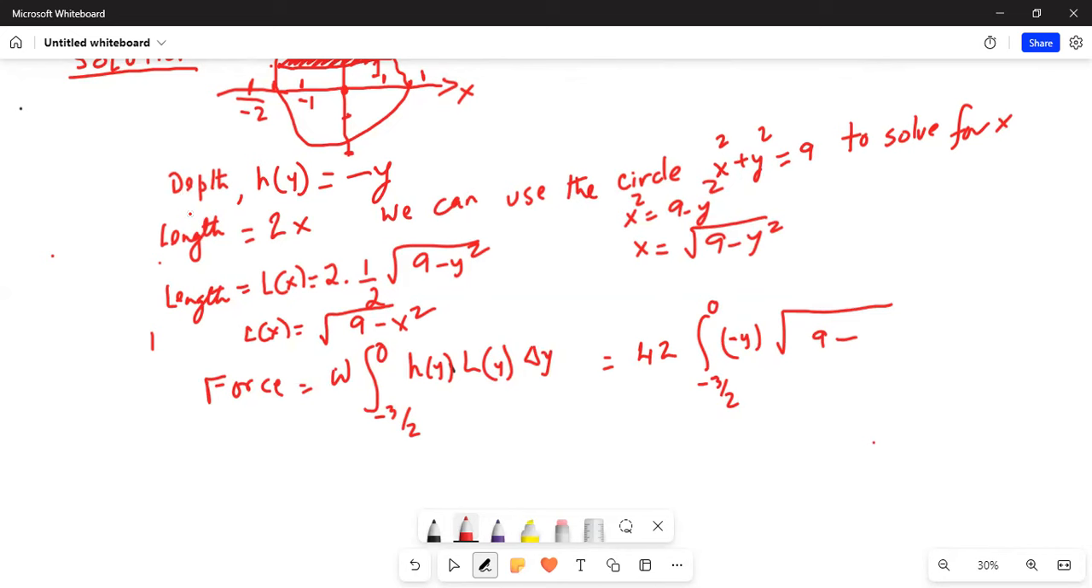Length. Okay, so let's clear this. Okay, and I made a mistake over here too. Yes, solving for x. Okay, length. So now I'm going back here. Length is in the y direction, is equal to length in the y direction is 9 minus y square. So 9 minus y square.